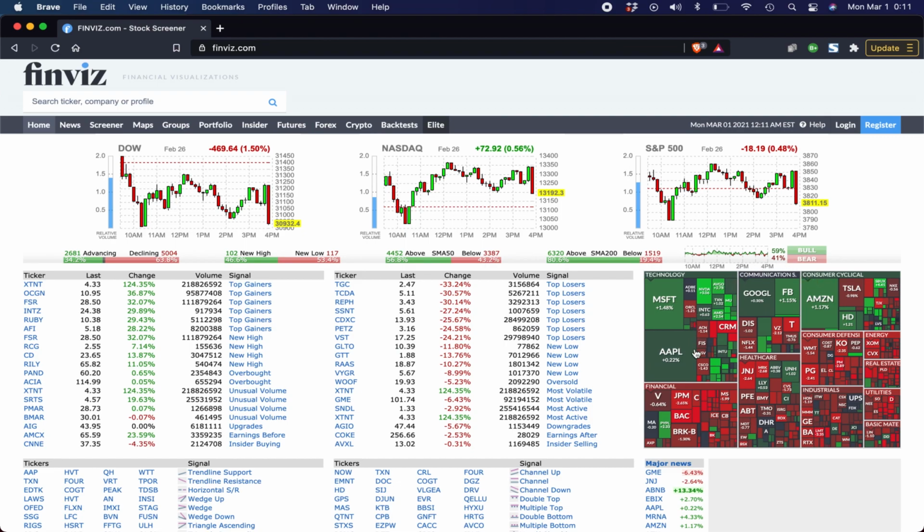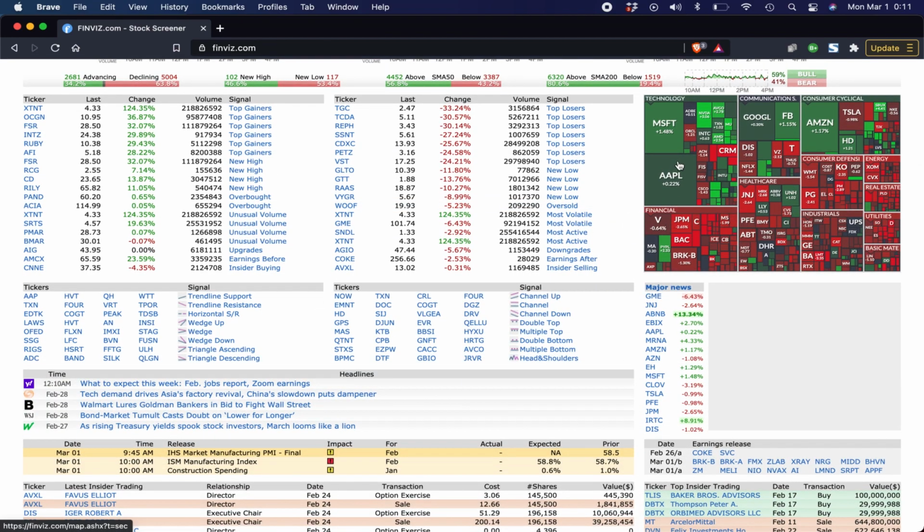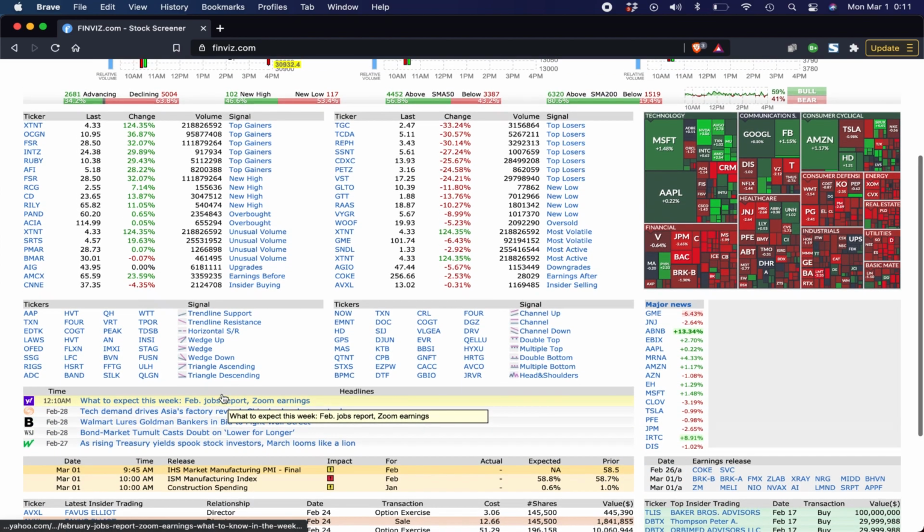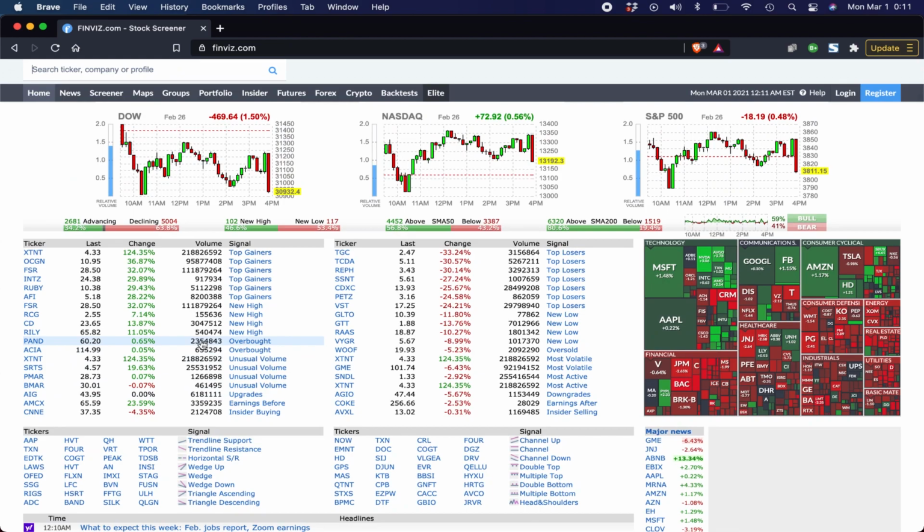And you can also see a heat map of what's going on with the various sectors and see some top stocks. You can see some stocks having major news, what's their percentage move, and you can see earnings updates, so on and so forth. You can see news here, and then you can see the signals here.